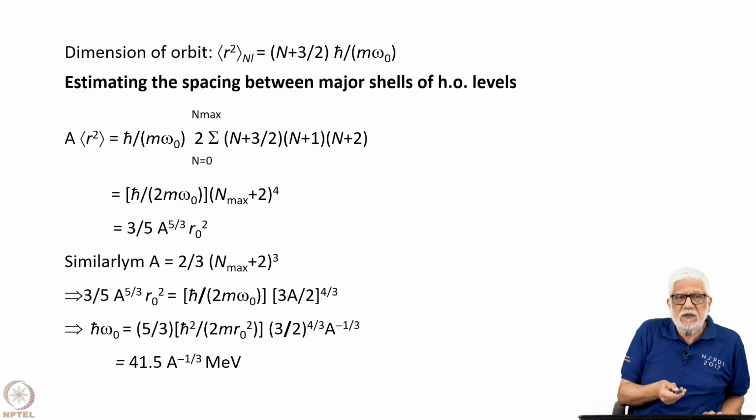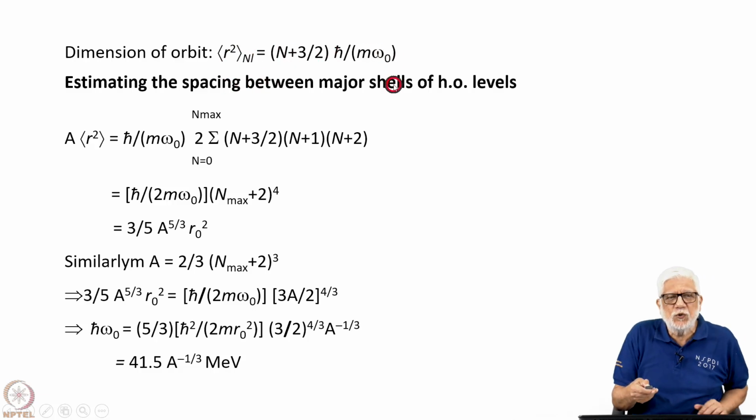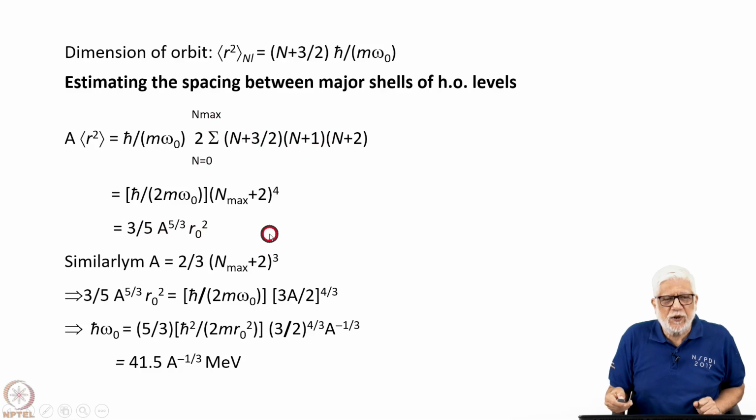The dimension of the orbit is given for a certain orbital NL defined by these two quantum numbers. Then this is given by just n plus 3/2 times h cross by m omega 0. And you can estimate the spacing between the major shells of harmonic oscillator levels by this relation. A times r squared is given by summation from n equal to 0 to n max of this quantity, and this turns out to be proportional to a to the 5/3 times r 0 squared.